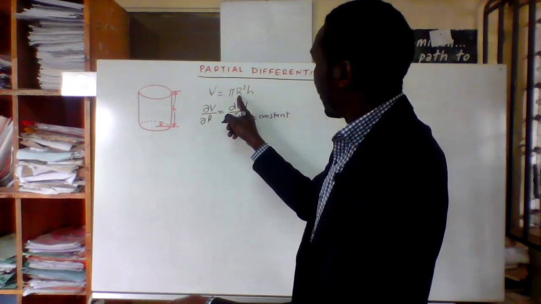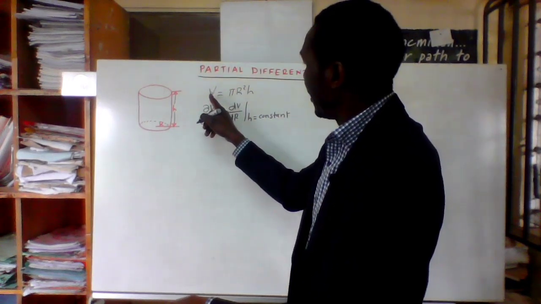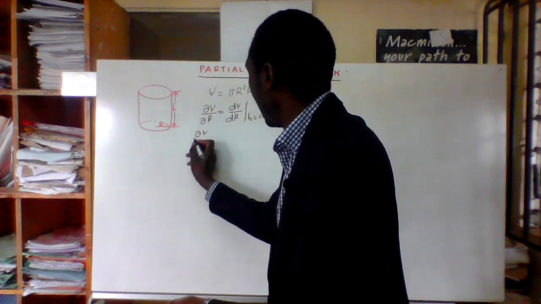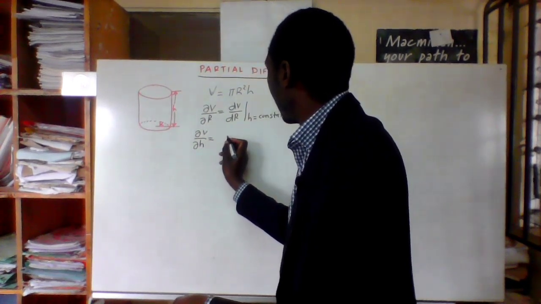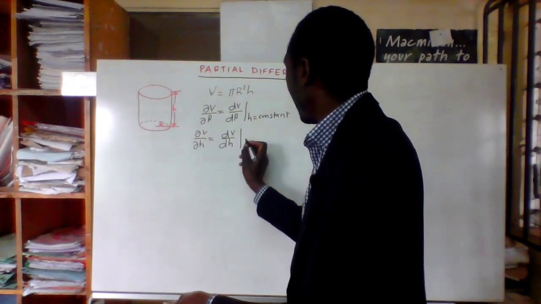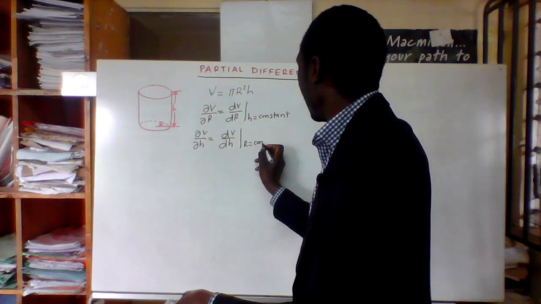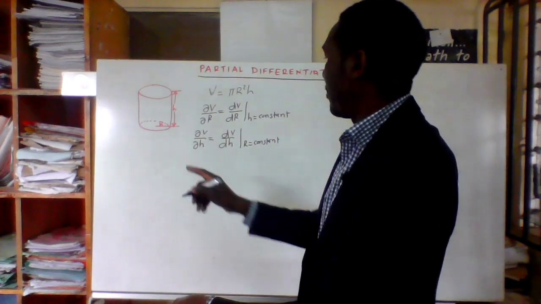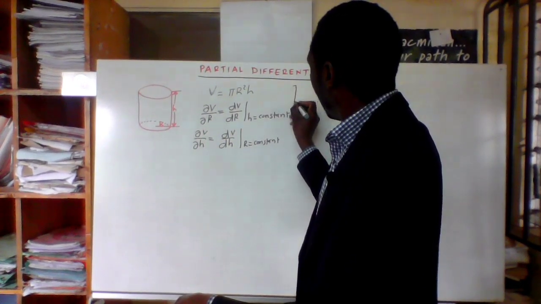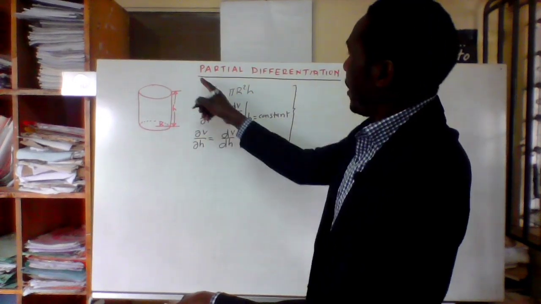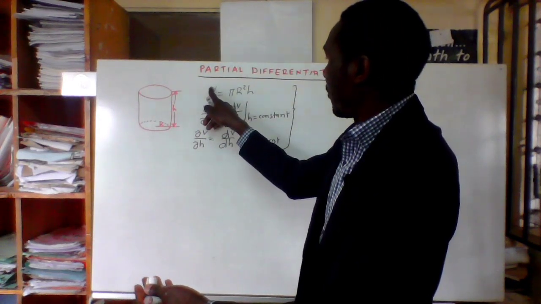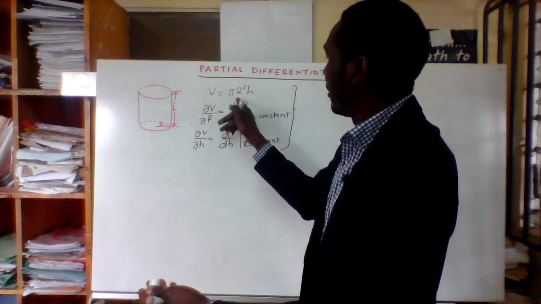If we keep r constant, we can also vary V by varying h. So we have the partial derivative of V with respect to h is equal to differentiating V with respect to h, keeping r constant. That is the partial derivative of V with respect to h, keeping r constant. Both these two definitions are what we call partial differentiation. So it basically deals with cases where a quantity is determined by more than one variable.